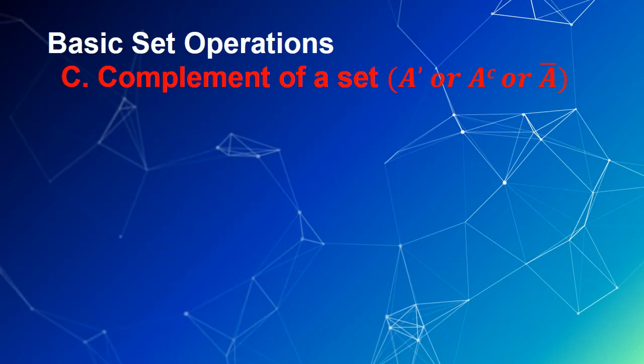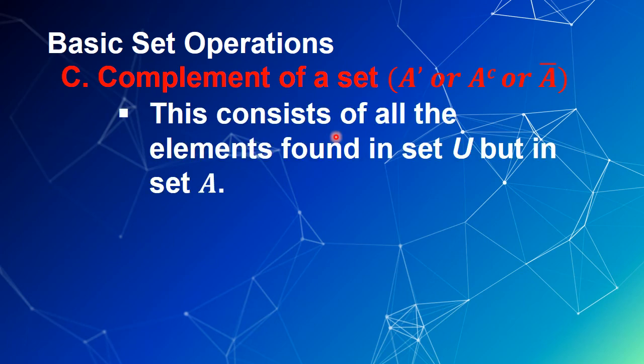The next operation is what we call the complement of a set, or in symbol that is A prime, or A raised to C, or A bar. So these are the three symbols for the complement of a set. You will be seeing these in different references, because there are some authors who write textbooks using different notations. So this is the symbol for the complement, or A raised to C, or A bar. Which means this consists of all the elements found in set U but not in set A.